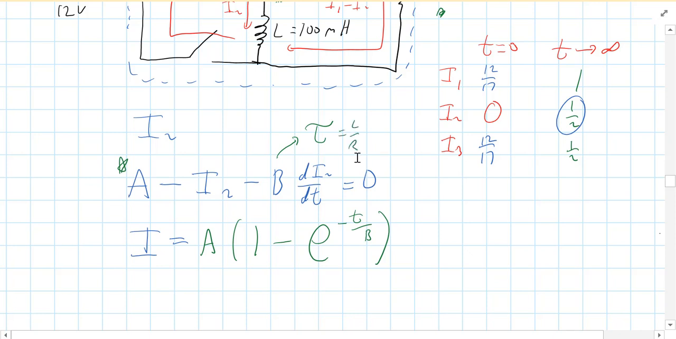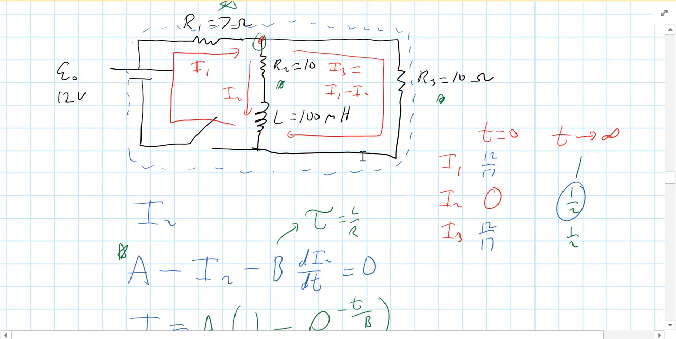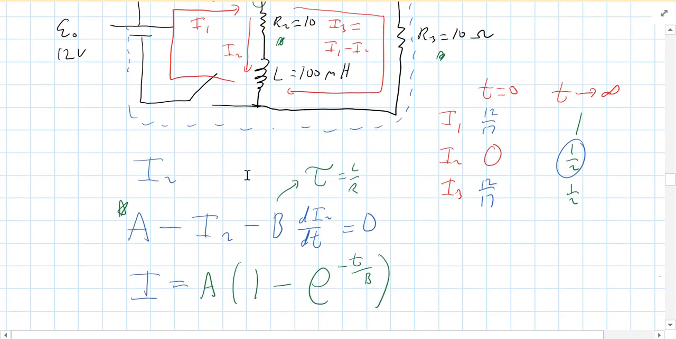Okay, now be careful here. What R do we use here? Well, we don't know yet. Now, I'm going to show you a shortcut for that too later. But for now, we're just going to know that that's going to be tau. It's going to go here.